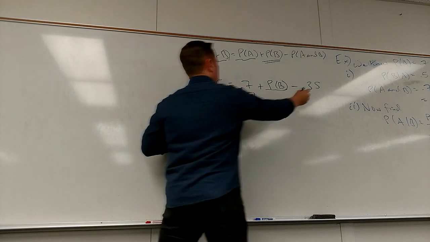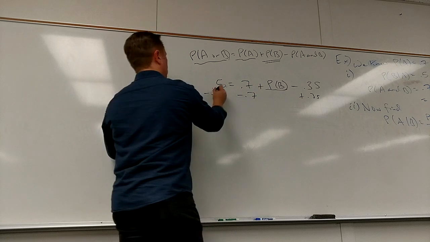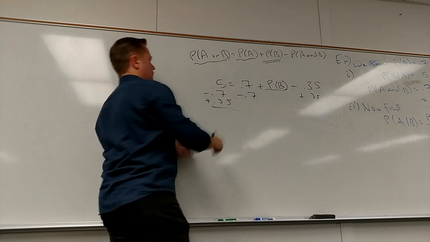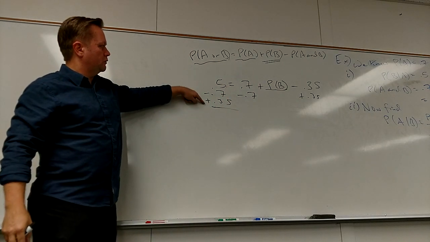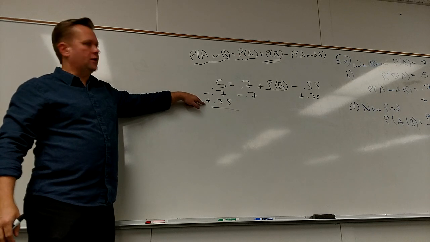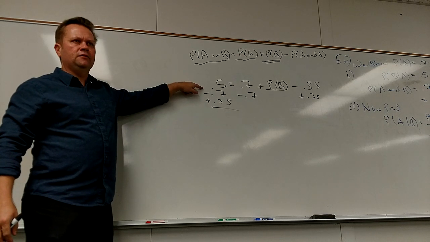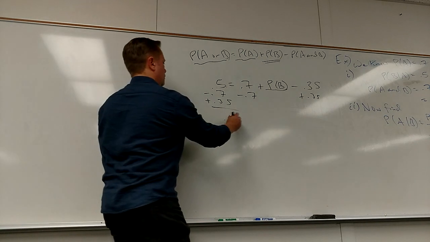Subtract 0.7, add 0.35. So 0.5 plus 0.35 is 0.85. Minus 0.7 is 0.15.